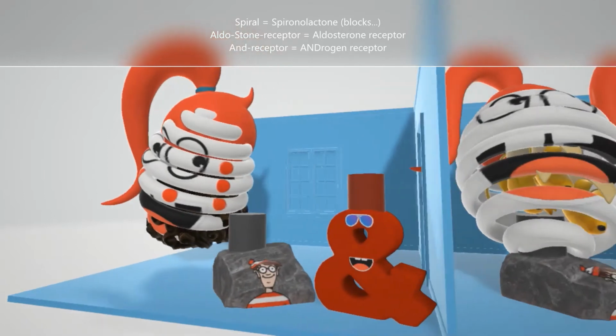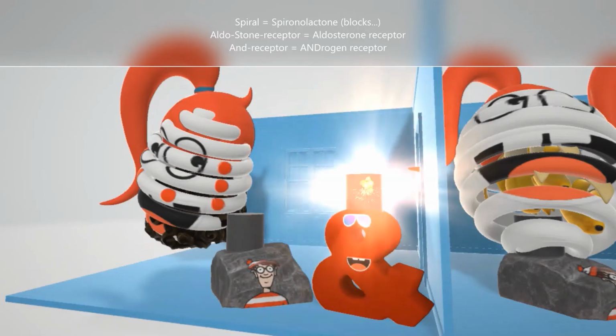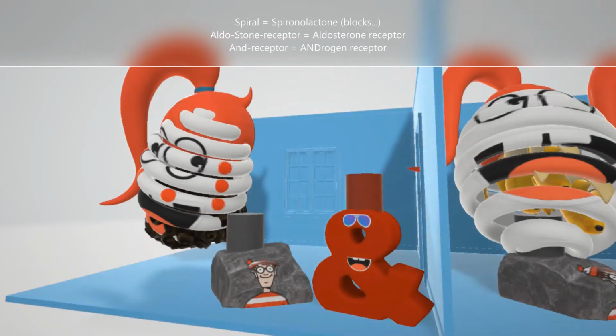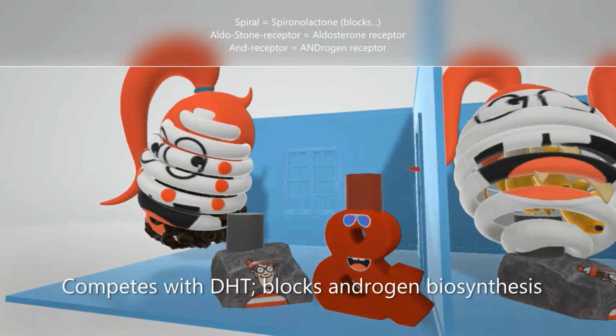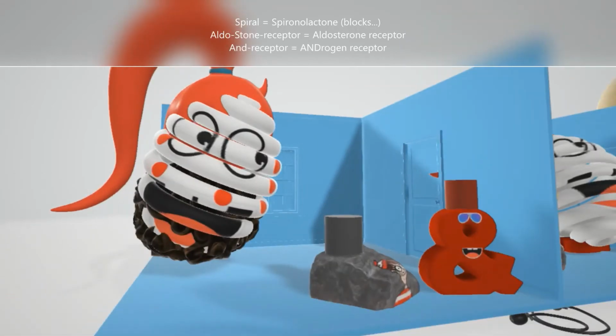And we also note over here this and sign, the and sign for androgen. Androgen, and it's also got a receptor. Spironolactone also binds to the androgen receptor. More specifically, it competes with dihydrotestosterone for binding to the androgen receptor and inhibits enzymes involved in androgen biosynthesis. Okay, and we'll explain why she has a beard here and acne soon.